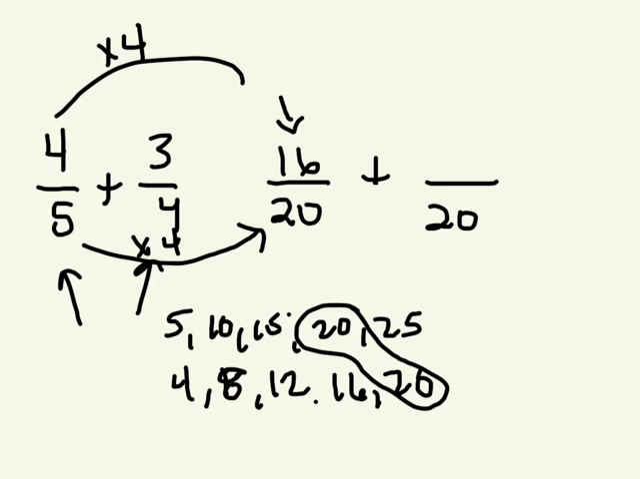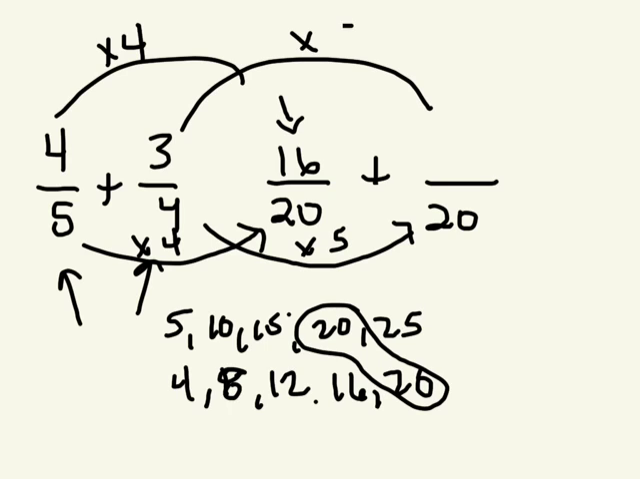Now we have to change the second one. We have to figure out what we did from 4 to 20, which was multiplying it by 5, because 4 times 5 is 20. So we also have to take the numerator and multiply it times 5. 3 times 5 is 15.